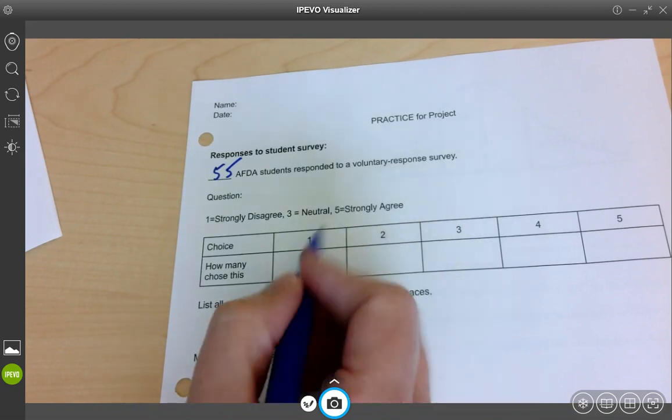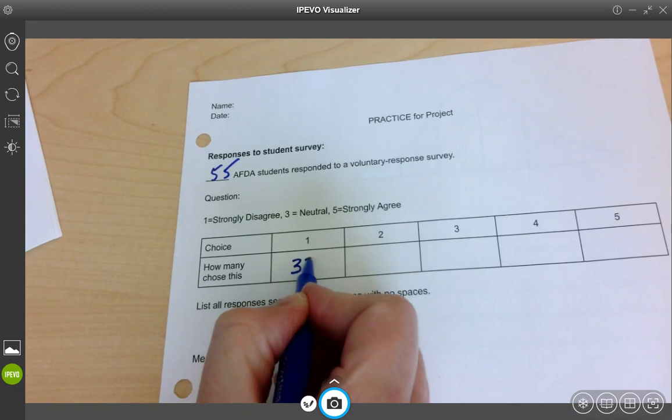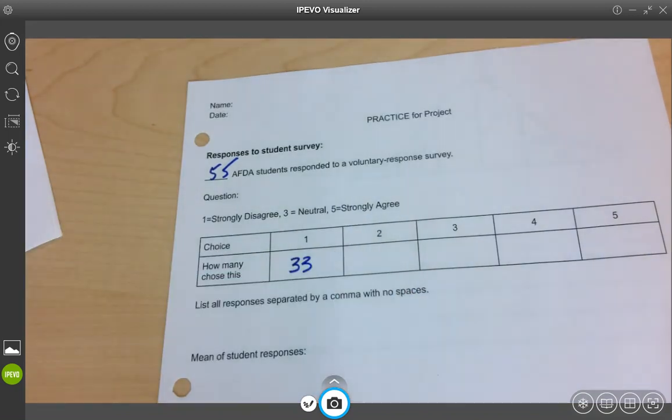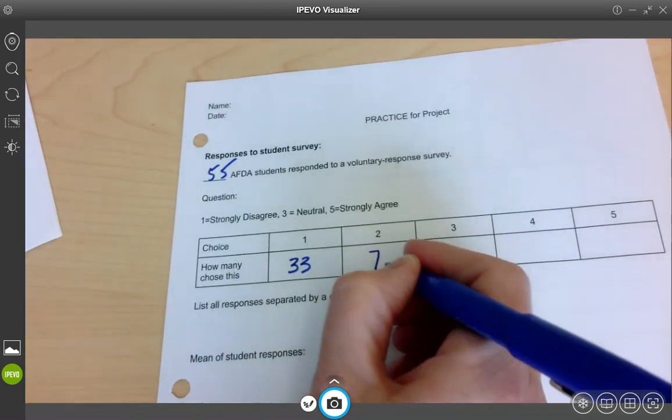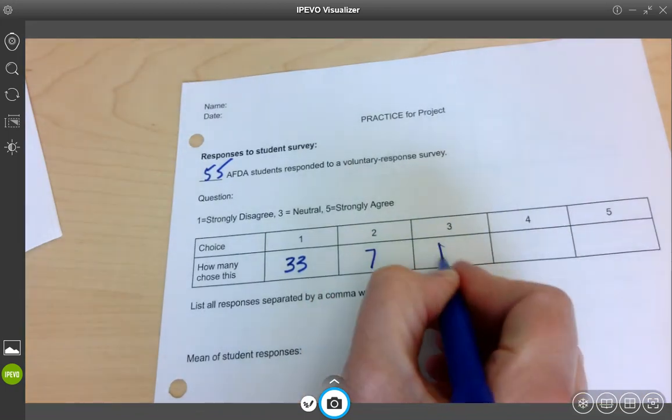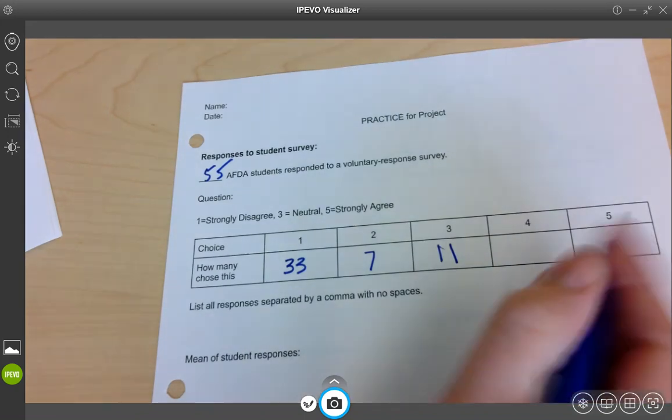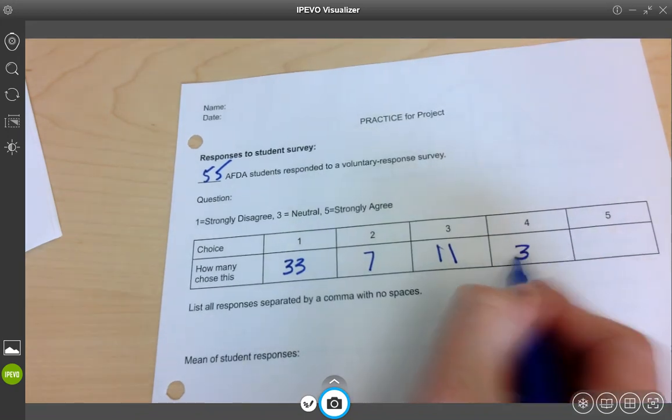I did. Good. That's what I got too. All right, I feel pretty good about 33 ones there. And then after that, it wasn't as hard to count. How many 2s did you get? 7. How many 3s? How many 4s? And how many 5s?